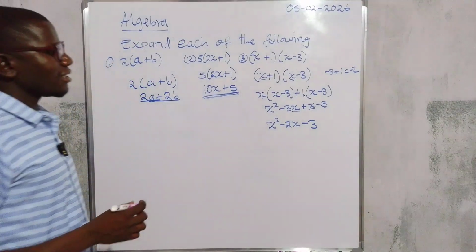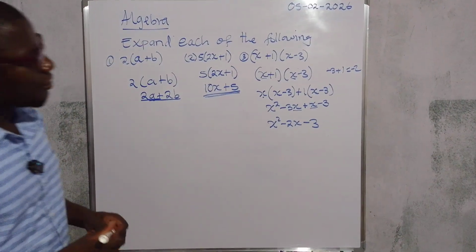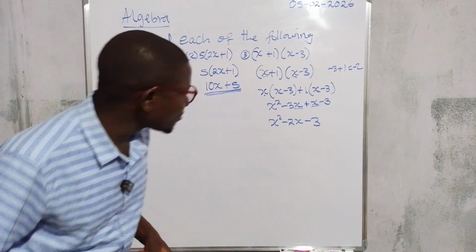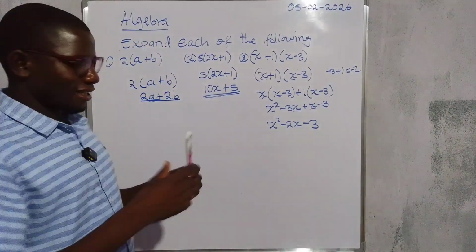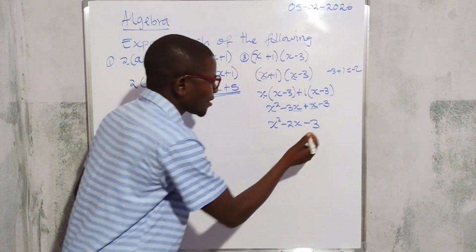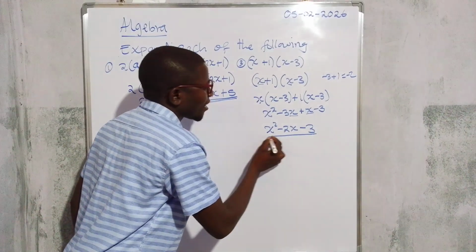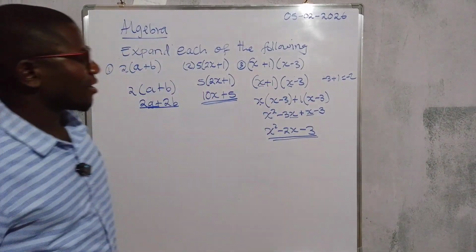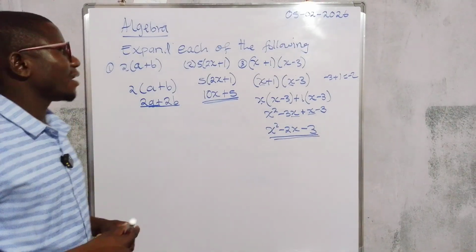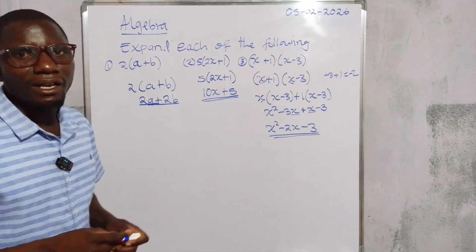So now that is our expression there. And if you look at this expression, it has 3 terms and all the 3 terms are different. So that is our answer. So that is how you expand algebraic expressions.